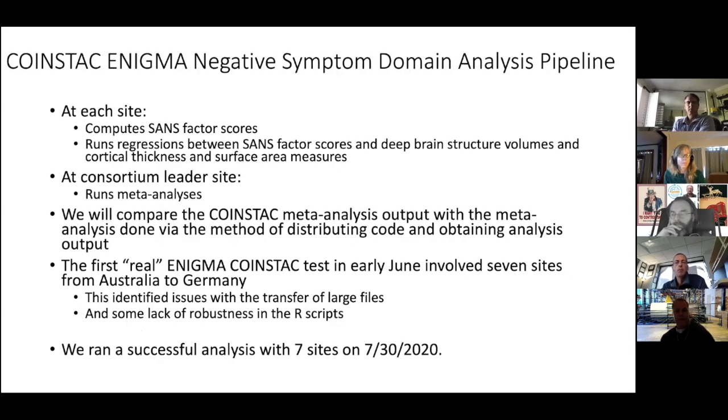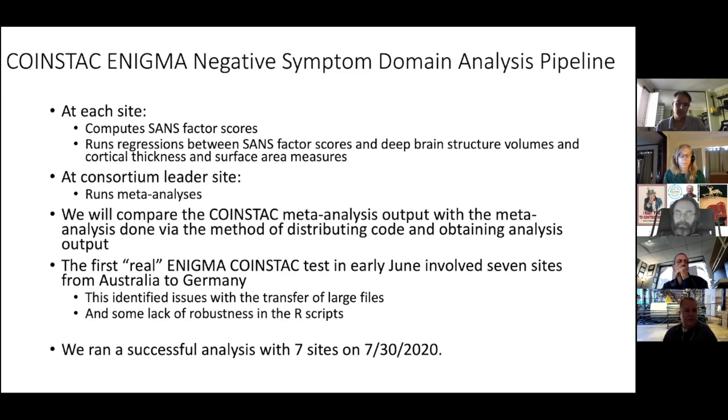So the first analysis that we started in the ENIGMA schizophrenia working group: what the analysis does is we provide it with raw scale of assessment of negative symptoms measures. Based on Strauss's work, it then computes factor scores, and then it runs regressions between these factor scores and deep brain structure volumes, cortical thickness, and surface area.